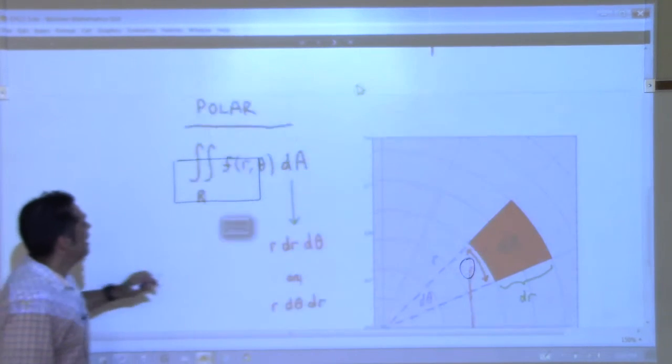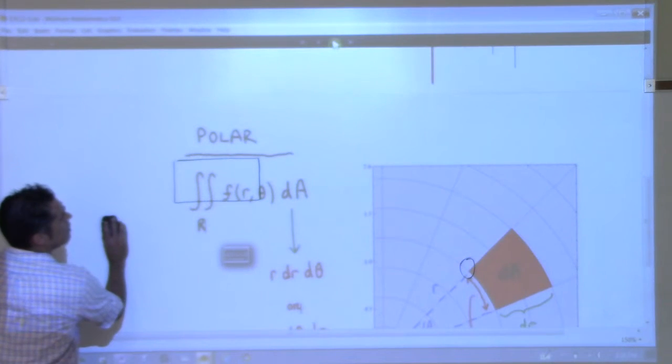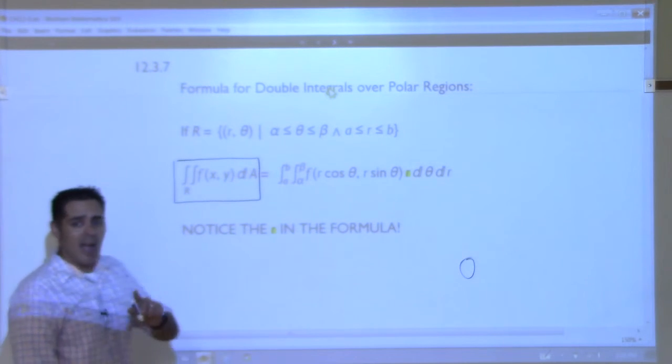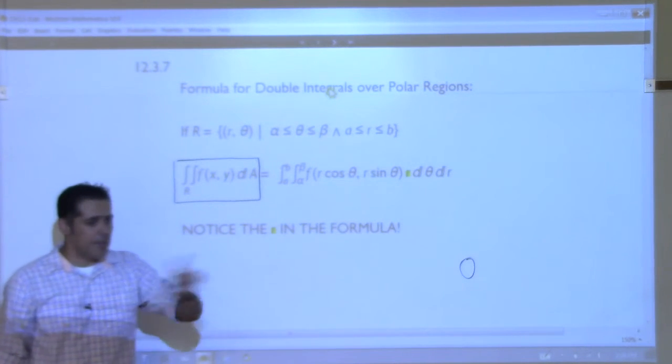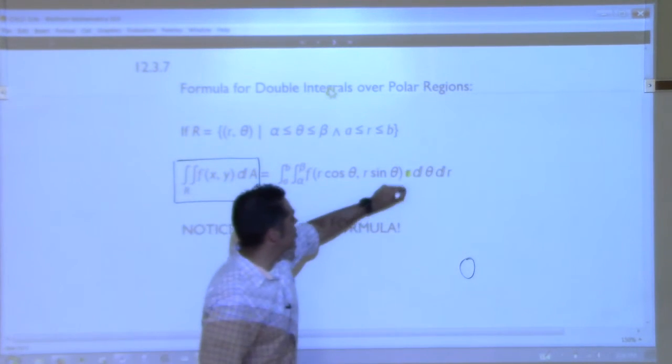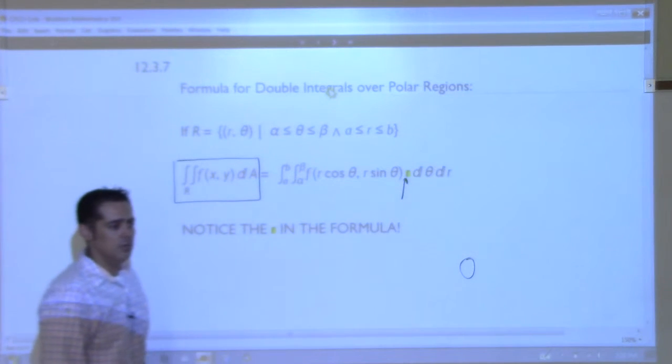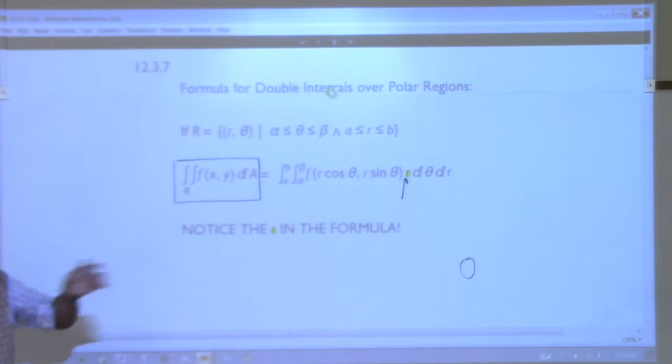Okay? And that means that our formula, every time you go from Cartesian to polar, every time, you must introduce an r into the integral. You have to force an r into the integral. It's not there to begin with. It will be there after you convert.